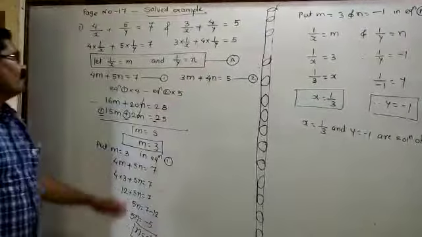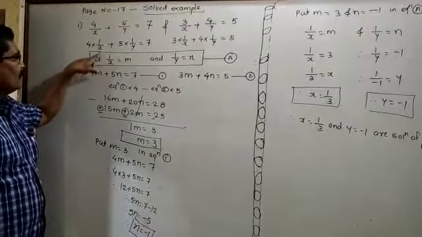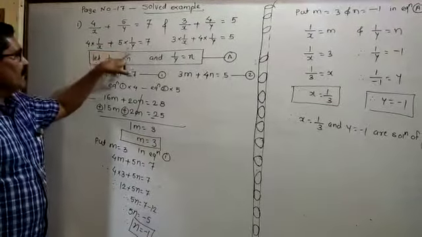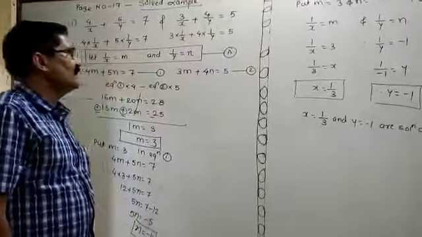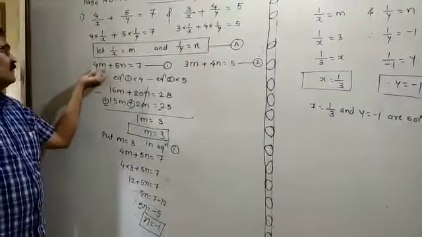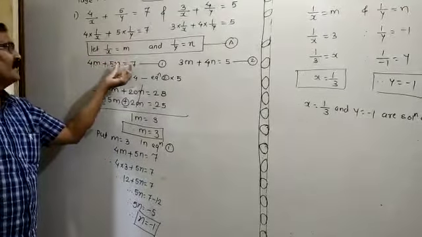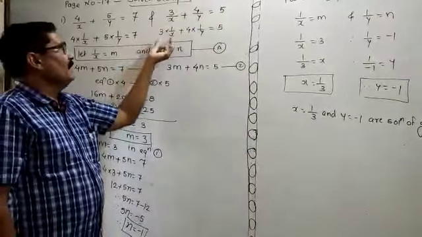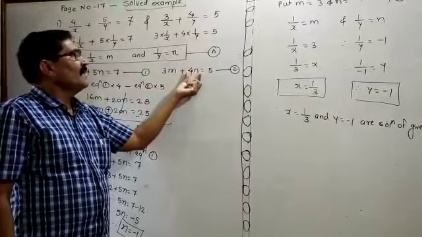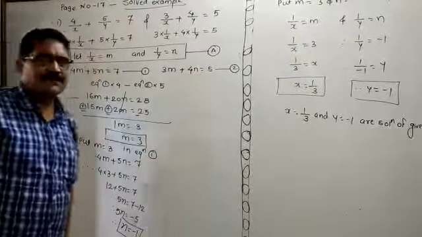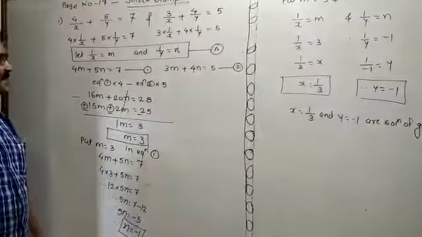Understand? After that, you have to put these values 1 upon x is equal to m and 1 upon y is equal to n in the above equation. If I put 1 upon x is equal to m here and 1 upon y is equal to n here, then new equations will form like this. 4 multiplied by m is 4m plus 5 multiplied by n is 5n is equal to 7. 3 multiplied by 1 upon x is 3m plus 4 multiplied by 1 upon y is 4n is equal to 5. In this way, this is equation 1 and this is equation 2. This is in the form of the linear equation.